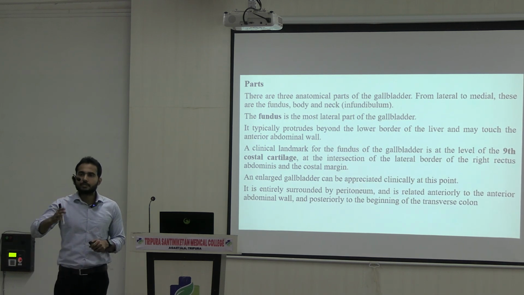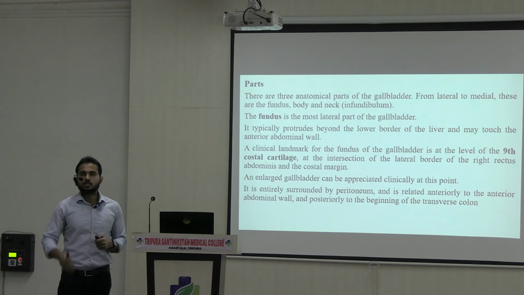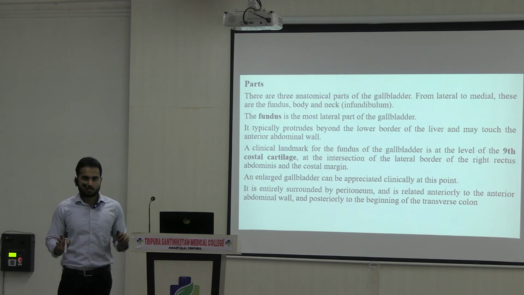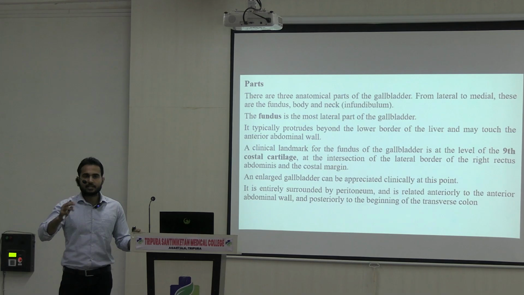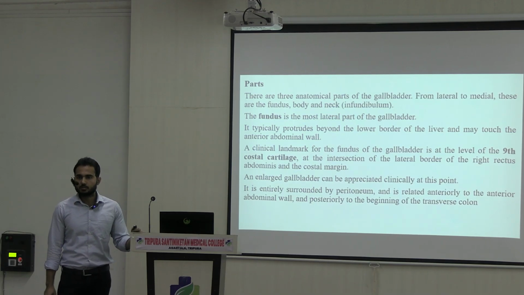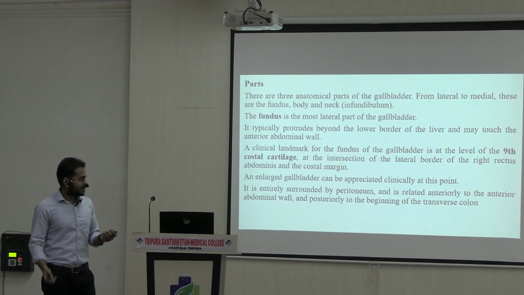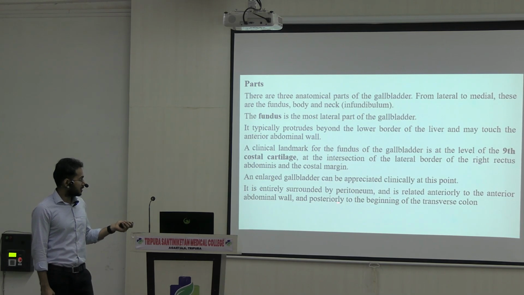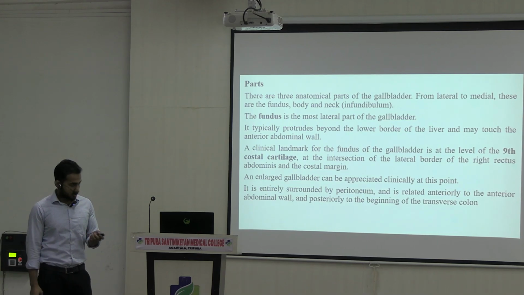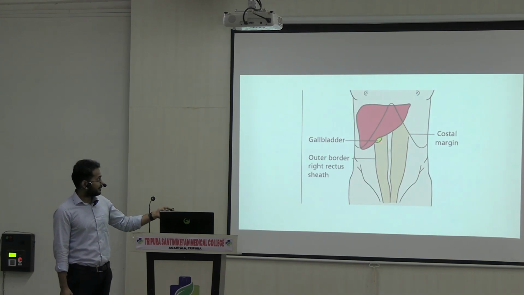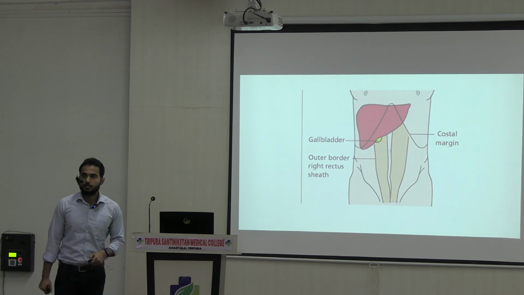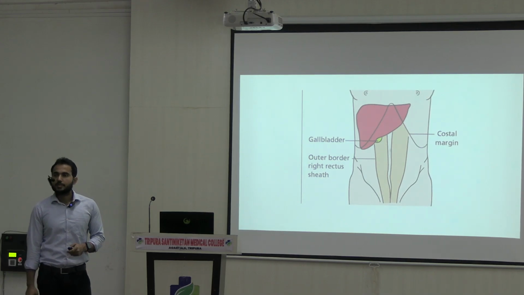In that particular part it is only covered by the anterior abdominal wall, nothing else is there. That's why it can be felt when there is enlargement or inflammation of the gallbladder. Mostly the fundus is covered by peritoneum. Anteriorly, it is related to the anterior abdominal wall, and posteriorly to the beginning of the transverse colon. Here you can see the fundus of the gallbladder, the outer border of the right rectus and the tip of the ninth costal cartilage. At that place, the fundus of the gallbladder can be palpated, not normally, but when it is inflamed or enlarged.